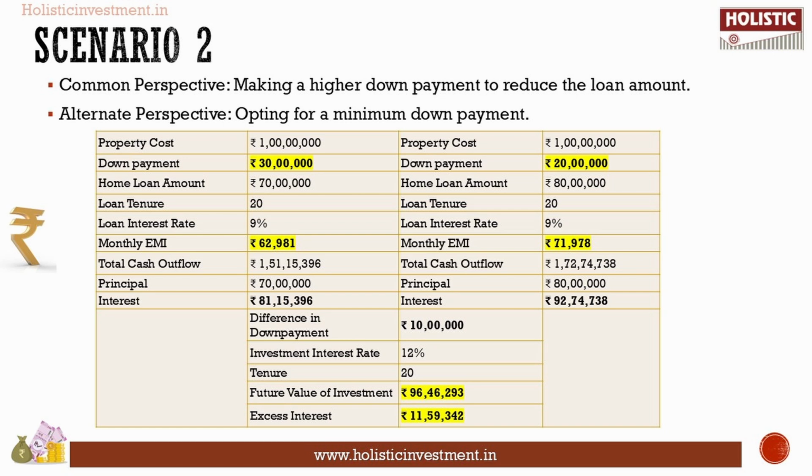However, this 10 lakhs invested in an equity mutual fund with an expected annual return of 12% would grow to approximately rupees 96.46 lakhs over 20 years. This investment would then be equivalent to the original cost of your house. While making a lower down payment increases your cash flow and results in an additional 11.59 lakhs in interest payments, your investment value far surpasses this cost. Essentially, the 10 lakhs saved from a lower down payment might cost you 11.59 lakhs in interest, but it would yield rupees 96.46 lakhs over the same period.